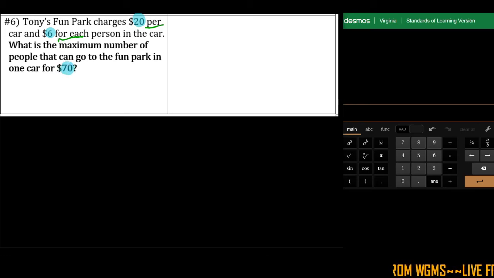So what are we looking for? Well, we're saying maximum number of people. And it actually already tells us how many cars we have, so we don't even need per car, because we know how many cars we're going to have. So I can actually take that part away. I'm going to say it's going to be $6 for each person. So I'm saying 6x, where x is the number of people. And it's going to be $20 for that one car.